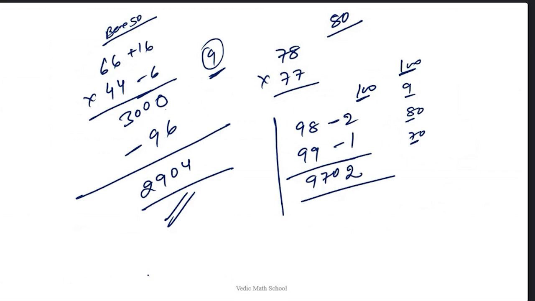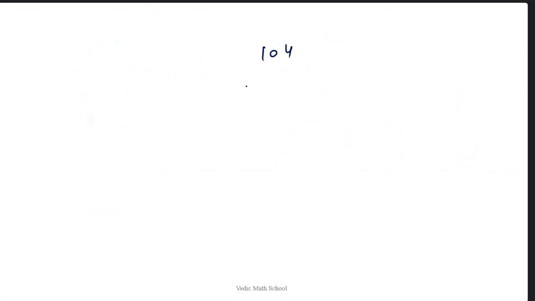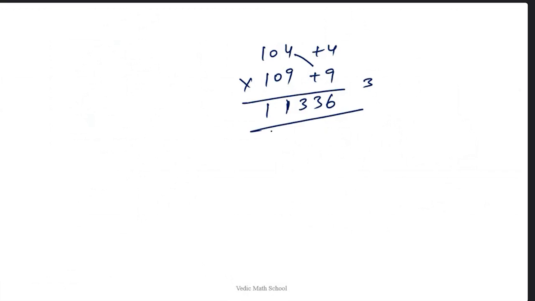Now look at one more example. 104 multiplied with 109. Now 4 plus 9... 9 times 4 is 36. So I'm writing 6, and 3 is the carry over. Add it. 104 plus 9 is 113, and with the 3, 1133. So the answer is 1133 36. Right?